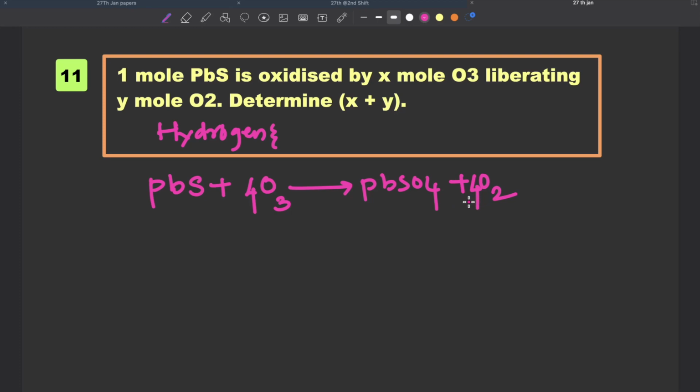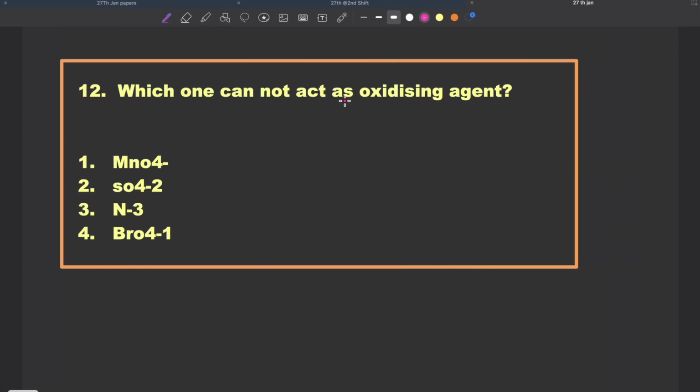So, what we need to calculate here, x moles of it. So, x moles of O3 reacts with 4 moles of O3 and liberates y moles of O2. So, the answer should be 8, right. So, balanced equation 8 plus 4 is 12. So, it is a redox reaction and a property of ozone. So, both parts are covered here. That means you can include this in the redox reactions or in the p block.